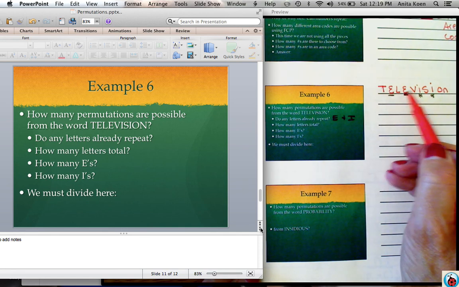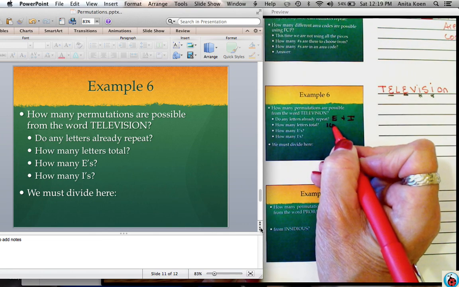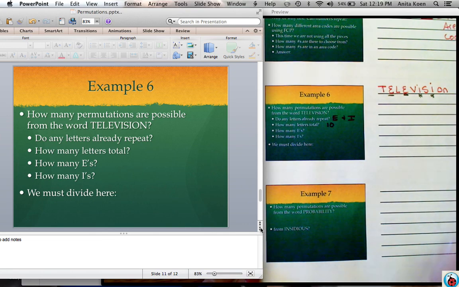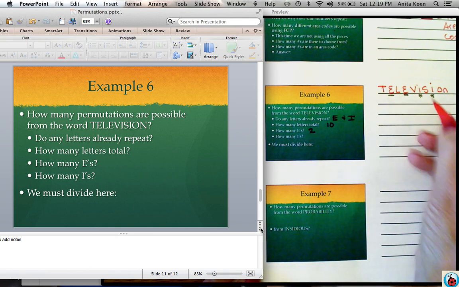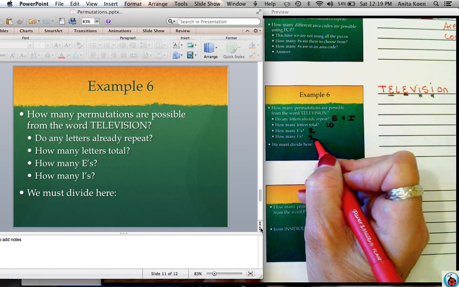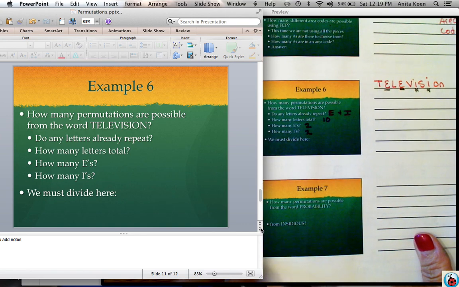How many letters total are there in the word television? 1, 2, 3, 4, 5, 6, 7, 8, 9, 10. There are 10 letters total. How many E's are there? There are 2 E's. How many I's are there? There are 2 I's. So what we have to do here is we have to actually divide.